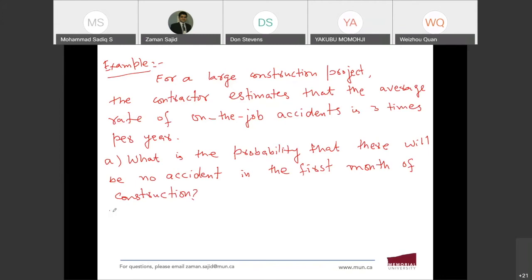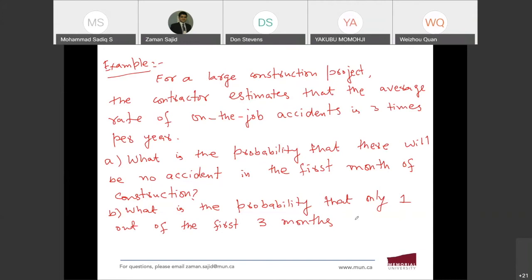And in part B, what is the probability that only one out of the first 3 months of construction is free of accidents?